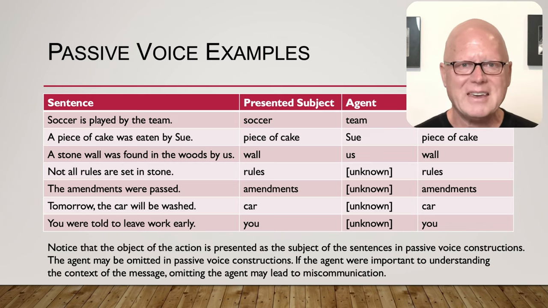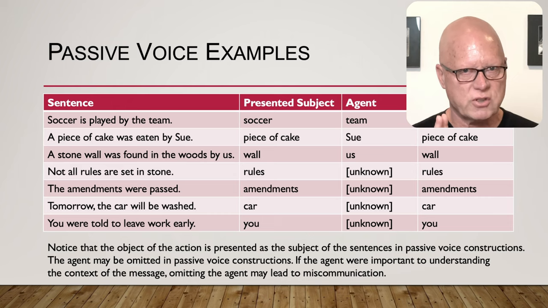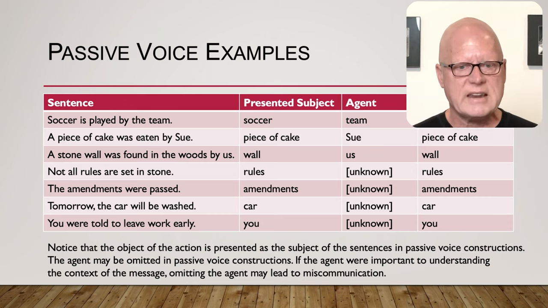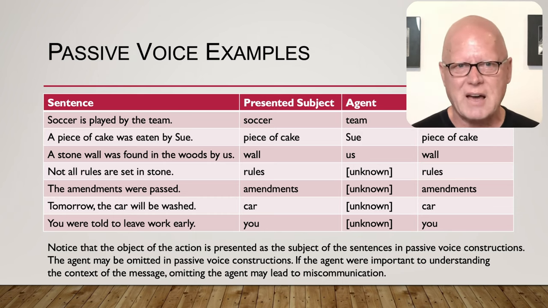A piece of cake was eaten by Sue. Now, a piece of cake is given emphasis. It's the presented subject in the sentence. Sue is the agent, though. She's the one doing the eating. And piece of cake is grammatically the direct object.